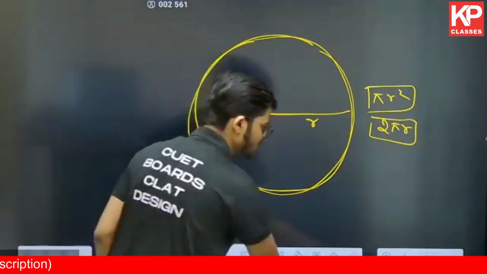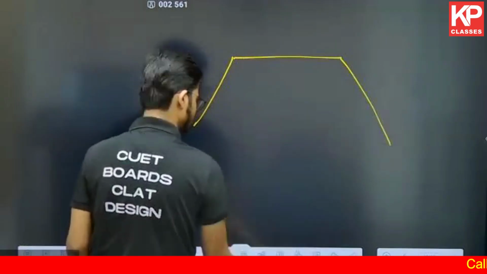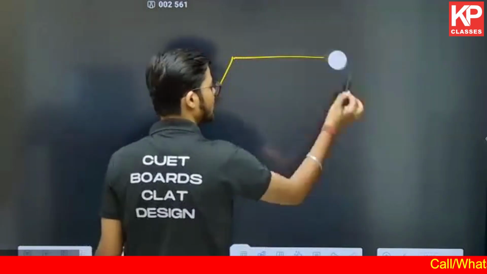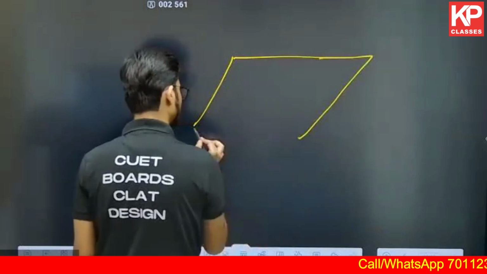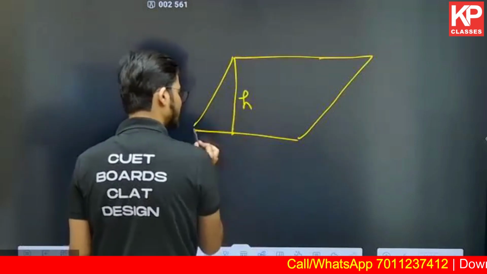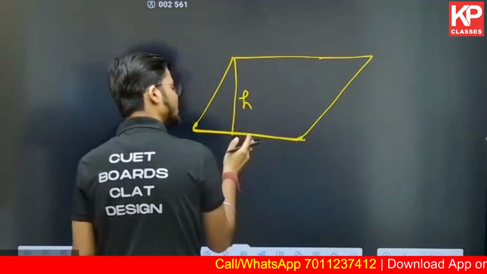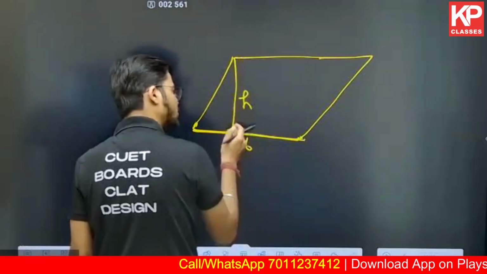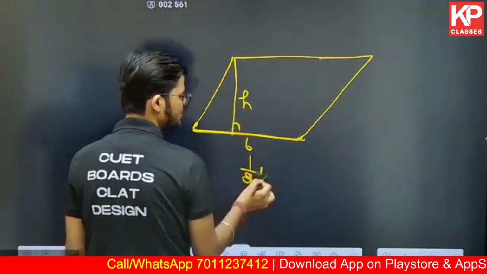Then what can be the other things in this part? No, this is not a parallelogram, this is a trapezium. If I'm going to talk about the parallelogram, for example, this is a parallelogram. Now here, this height is given h and this is given b. Any of the parallel sides is given and the perpendicular distance between these parallel sides is given. So the area is going to be 1 upon 2 bh.